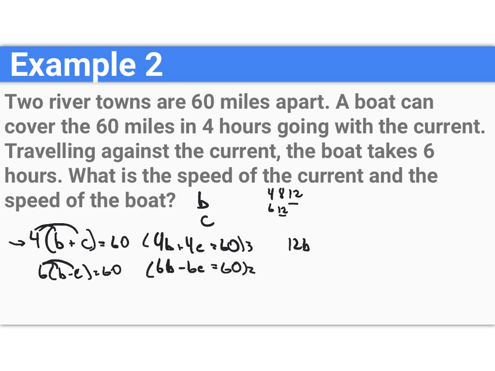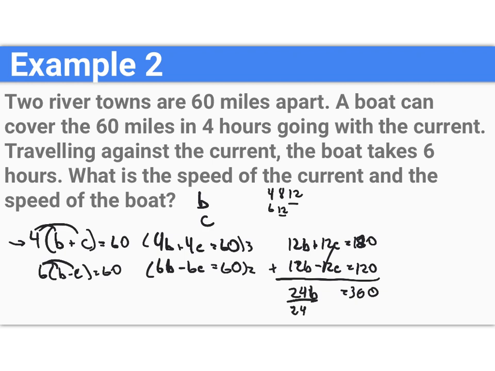You get 12B plus 12C equals 120. You get 12B minus 12C equals, this is 180, I'm sorry, 180. This is 120. And so now, look, we can add. 24 B will give us the speed of the boat. The current drops out. 120 plus 180, what is that? 300.